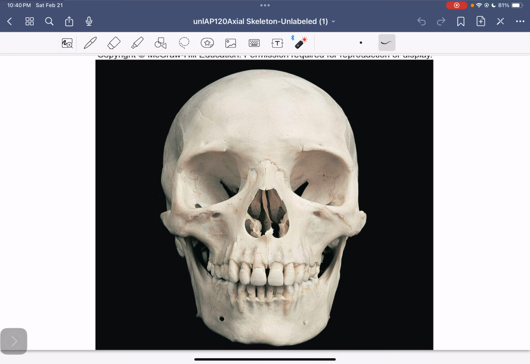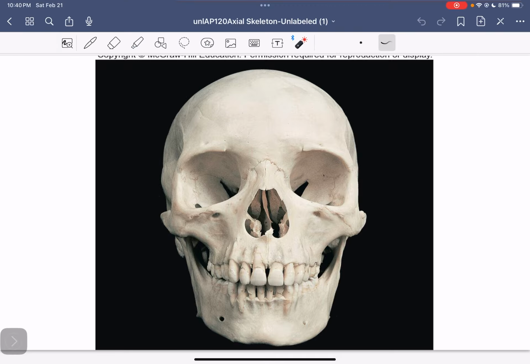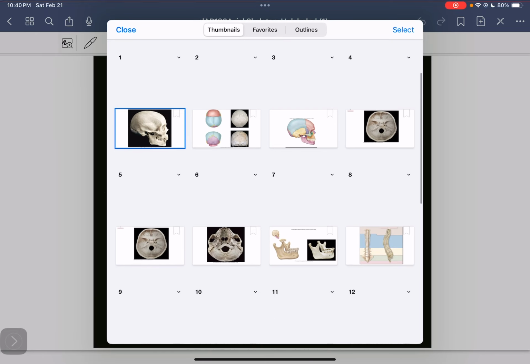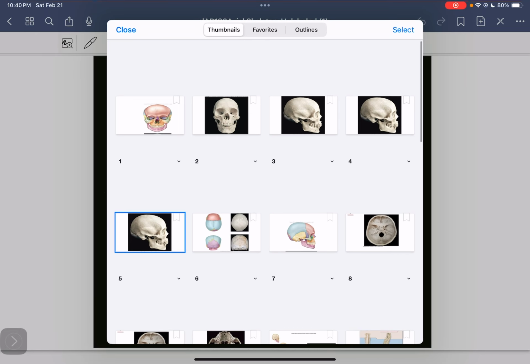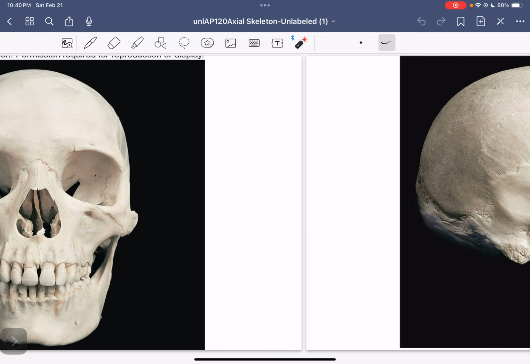The frontal sinus, we need to cut this in half and take a look inside, but typically it's just going to be like an opening here. And again, that's the frontal sinus. We need to look at it from the inside, so hopefully there's an image that we can take a look at. Let's see, is there one? No, not quite. Okay, let's go back.